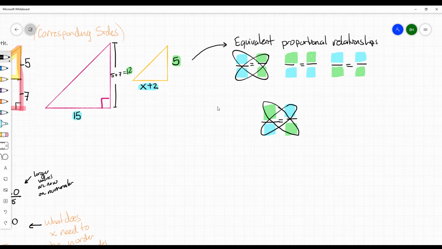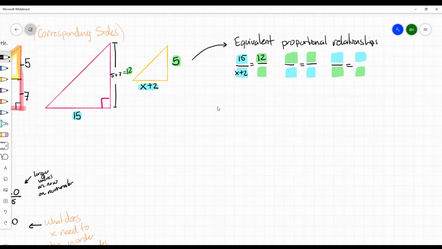We want blues and greens to be crossing over. We want to be able to find the relationship using both of these shapes, and we want to make sure that we're not just multiplying two of those things together, right? That doesn't help us solve for these problems. Okay, so I'm going to plug in some of these values: x plus 2 and 15.